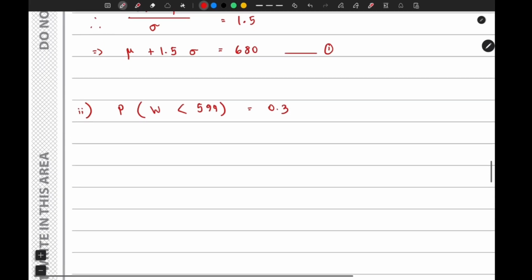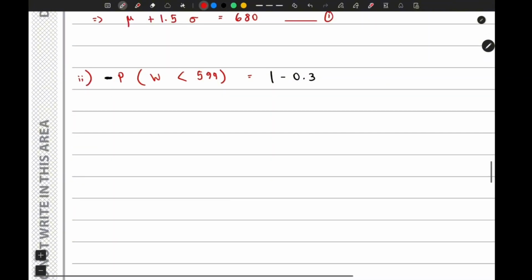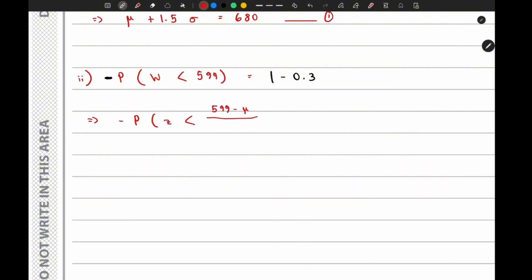So what we need to do here is subtract this value from 1. So we can write this as 1 minus 0.3. And then we need to add a minus sign on the left hand side of the equation, in the probability part. So this will be minus p, and we need to convert this value to z. So this will be z is less than (599 minus mu) over the standard deviation, which equals 0.7.